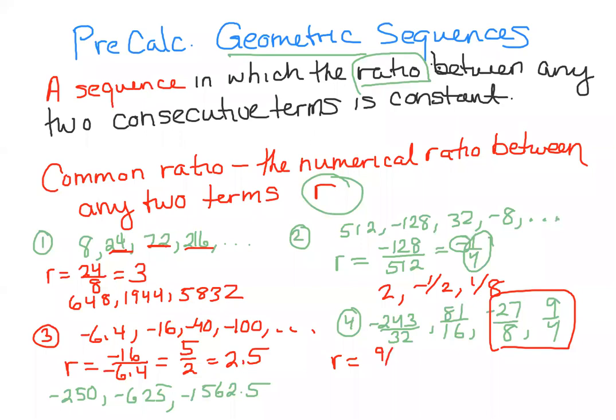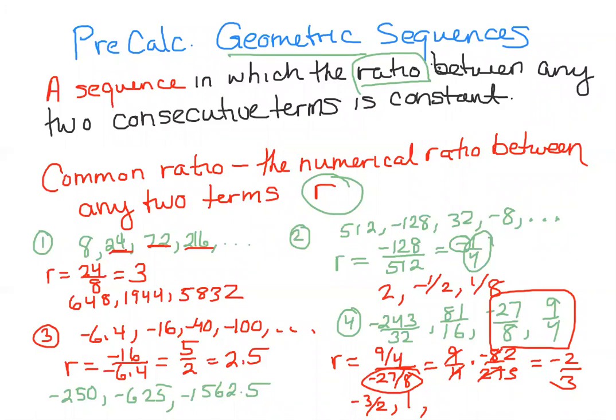So I'm going to take 9/4 divided by negative 27/8. That's 9/4 times the reciprocal, negative 8 over 27. 4 goes into there 2, 9 goes into there 3, and I get negative 2/3 for my R. So my next three terms: 9/4 times negative 2/3 is negative 3/2, then 1, and then negative 2/3. All right, that is just some basic geometric sequences.